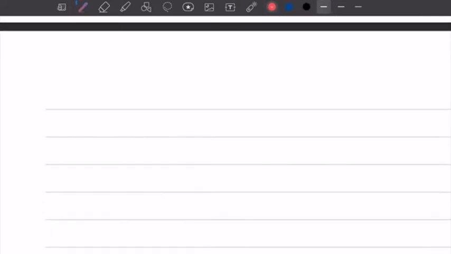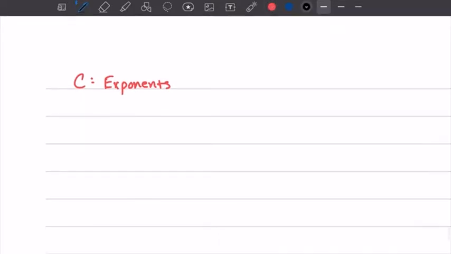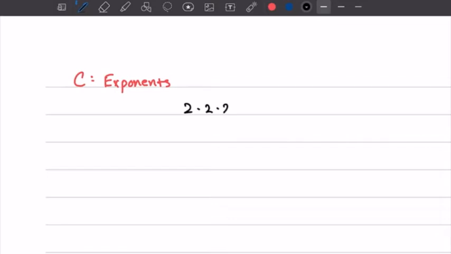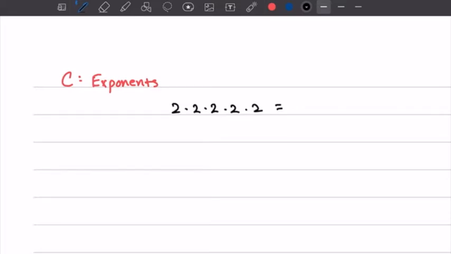Alright, now we move on to the next subtopic C, which is exponents. Now, let's say, for example, you have 2 times 2 times 2 times 2 times 2. So you have 2 multiplied 5 times. Well, this is a bit tedious to write and it's just very long. So instead of just writing this, we can write this as a product. So you write this as 2 to the power of 5.